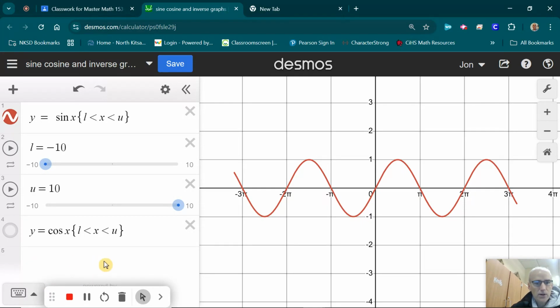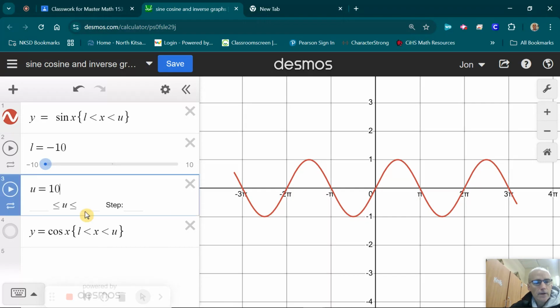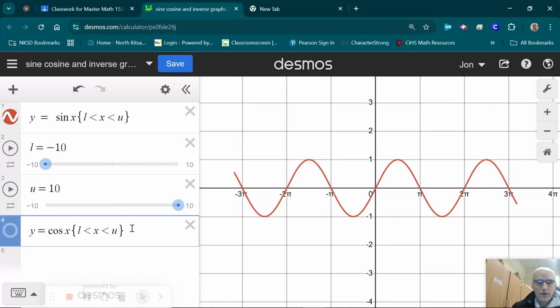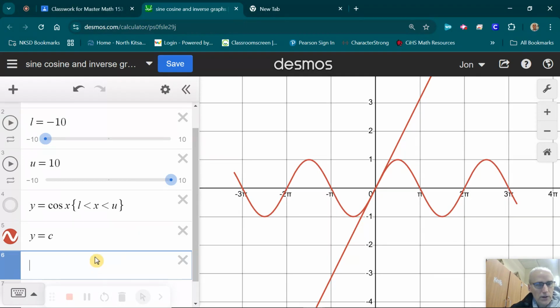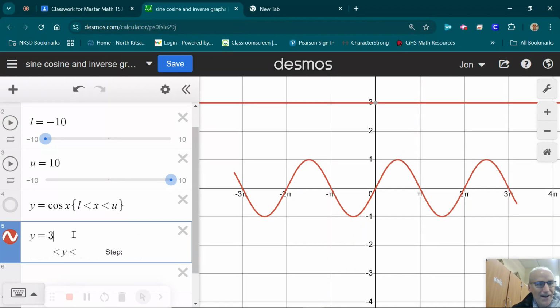So what I want you to do is come down to line 5. Mine's not getting down to line 5. There it is. I want you to put y equals, put a letter there, A, and it'll make a slider, hopefully. No, let's pick a different letter, like y equals C. Does it let me do that? Oh, why is it putting that on there? Let's put y equals 3 on there.